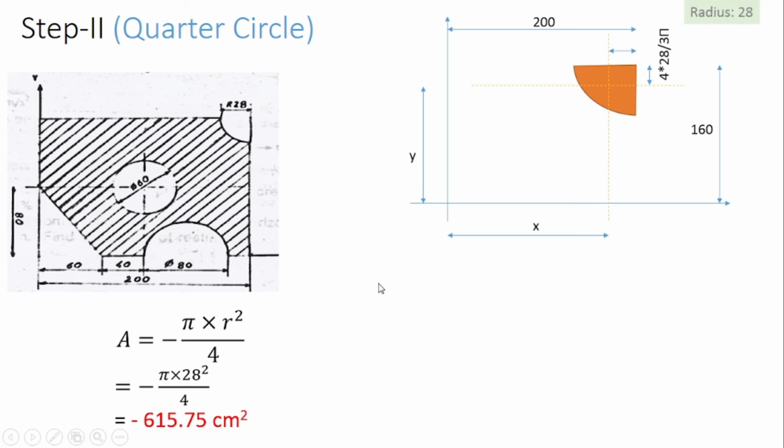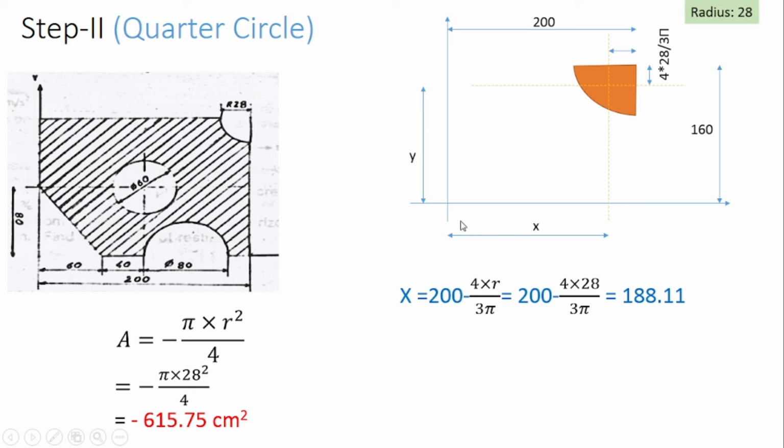So first we will calculate the area. Area is equal to pi r square divided by 4. Why 4? Because by adding 4 quarter circles we get 1 circle. That's why it is divided by 4. Now we will get the value of area equal to minus 615.75. It is again subtracted from the total area. That's why negative sign is put here. Don't forget to write negative sign here.